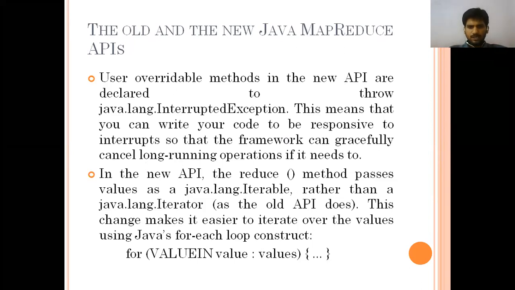In the new API, the reduce method passes the values as a java.lang.Iterable rather than the java.util.Iterator as the old one did. So in the old one we have an Iterator and in the new one we have an Iterable. This change makes it easier to iterate over the values using a Java for loop.